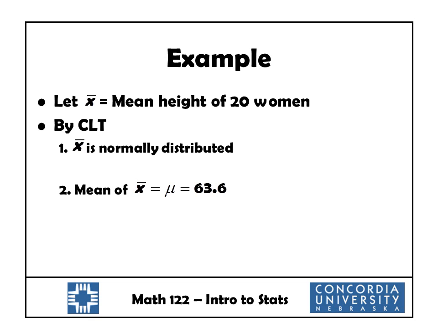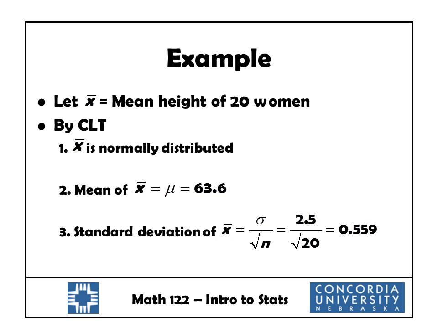Second, it tells us that the mean of x bar is our population mu, which is 63.6. That was given in the problem. Third, the standard deviation of x bar is sigma divided by square root of n, which is 2.5 divided by square root of 20. The 2.5 was given in the problem. n was also given in the problem; that's our sample size. We do that arithmetic, which comes out to be 0.559.